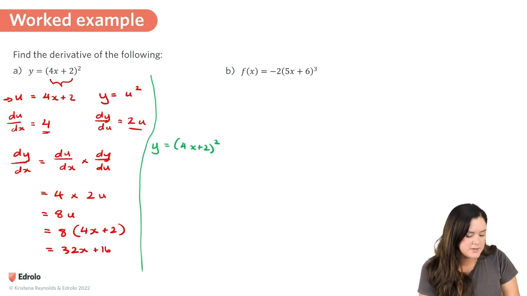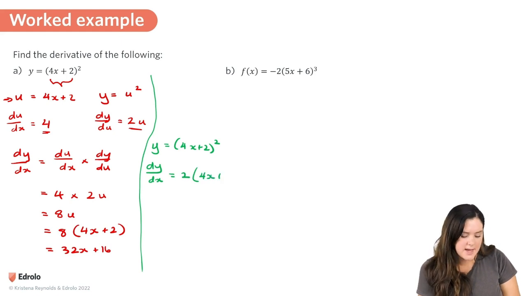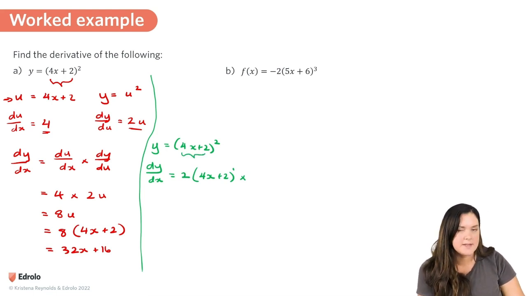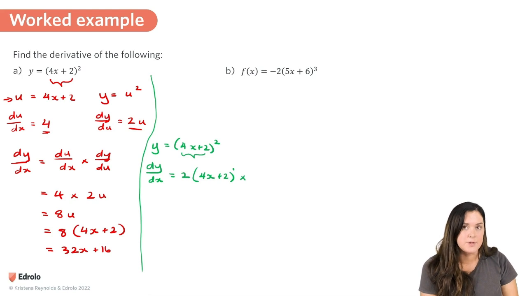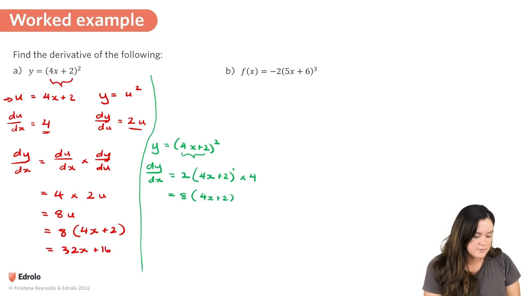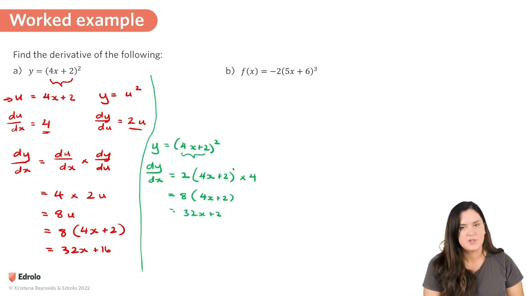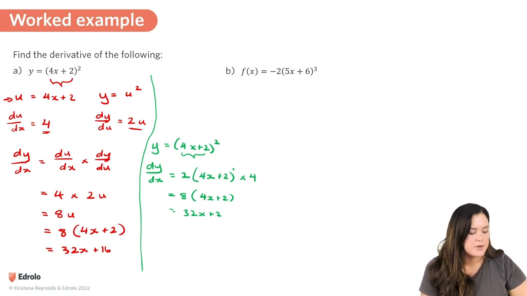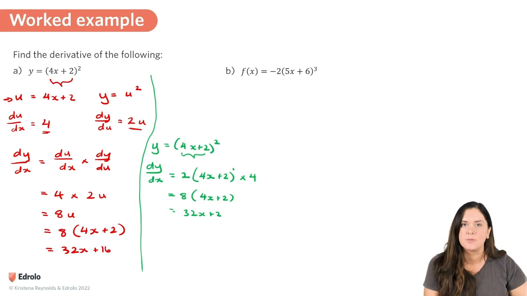So we bring that power to the front. So I'm going to write dy dx equals 2. I write everything that's in the bracket the same as it was before. I take away 1 from the power there, so that's just the power of 1. And now where it's different is I multiply by the derivative of the inside there. So we know from the example we just did on the left-hand side here that the derivative was 4. So I'm going to multiply that by 4. Simplifying that, I get 8 times 4x plus 2. And again, you could expand it, and we know that that is going to be 32x plus 2. So it's much quicker and simpler, but I would only recommend using it for questions like this one where the question is a little bit simpler as well.